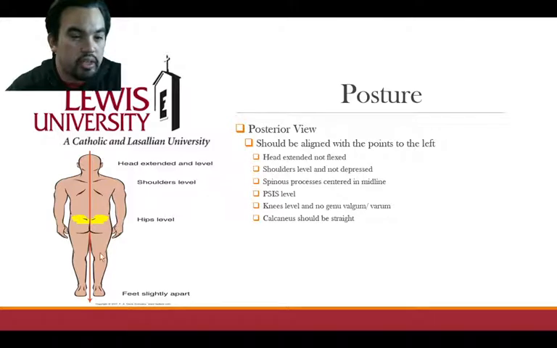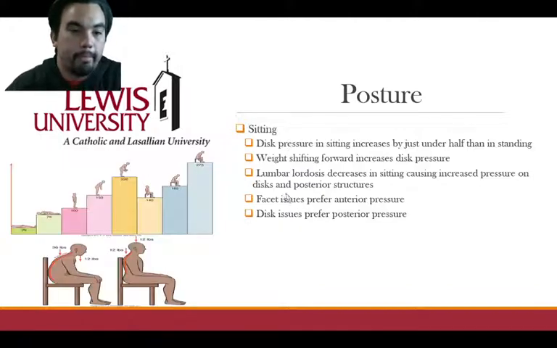You want to make sure that the PSIS is level. And you want to look at the knees again to make sure no genu valgum or varum. And then the calcaneus should be relatively straight, and you can look at those fourth and fifth metatarsals or phalanges that you can probably see on the lateral side there.